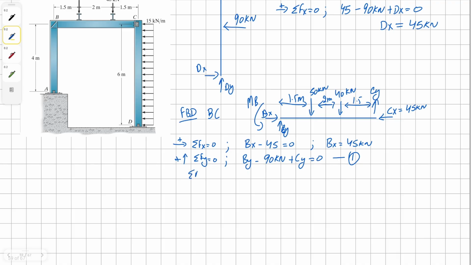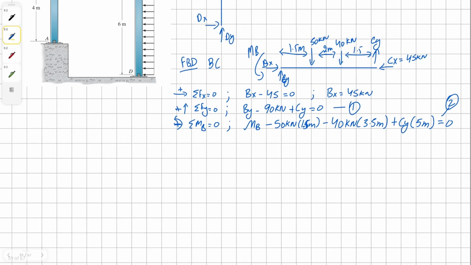we can take moment about the point B. So we're going to have moment B, we have clockwise 40 kilonewton, 3.5 meters away, and finally we have counterclockwise Cy. We're going to hold this equation here as well, and we'll name it equation 2 for now.